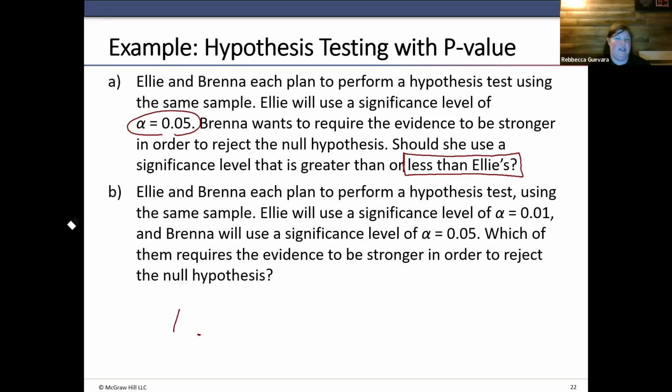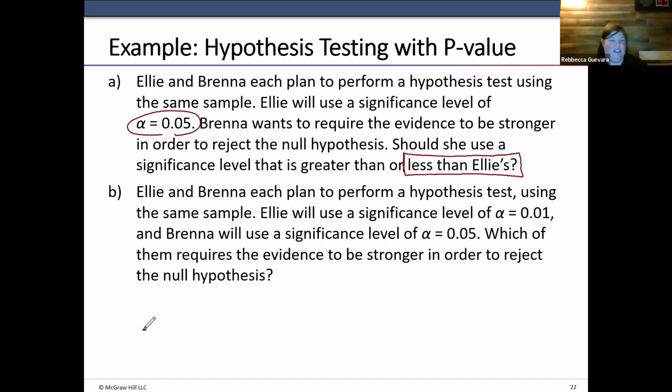If Ellie and Brenna each plan to perform a hypothesis test using the same sample, Ellie will use a significance level of 1%, 0.01, and Brenna will use a significance level of 5%, 0.05. Which of them requires the evidence to be stronger in order to reject the null hypothesis?